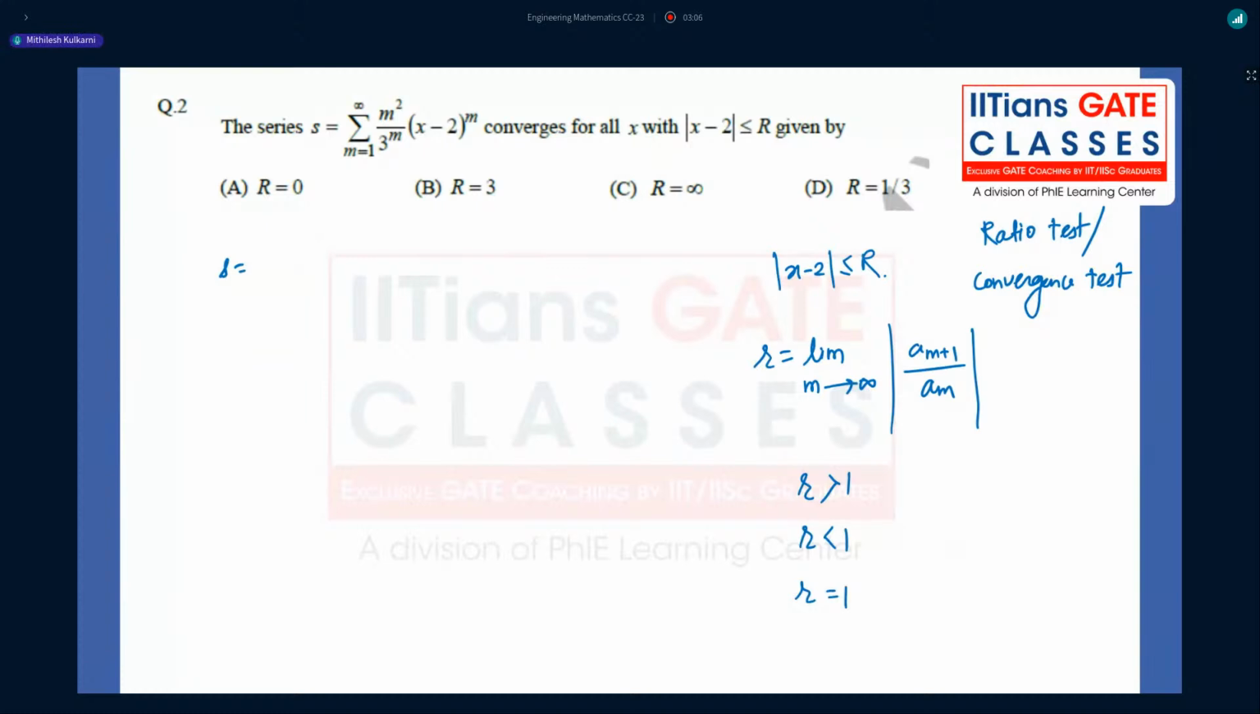So if r is greater than 1, the series will diverge. If it is less than 1, the series will converge. If r is equal to 1, it may converge or diverge. In our case, it is specifically mentioned that the series converges. So we should fall into the second category here. The problem is in the second category. So with this, let's try to solve this.